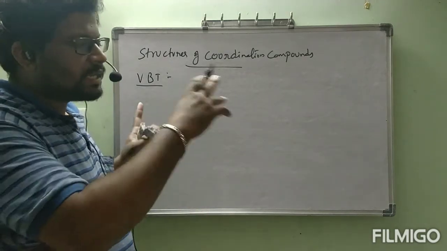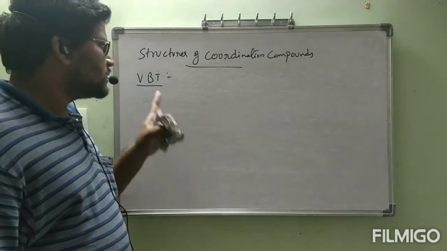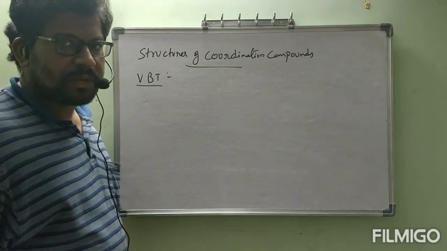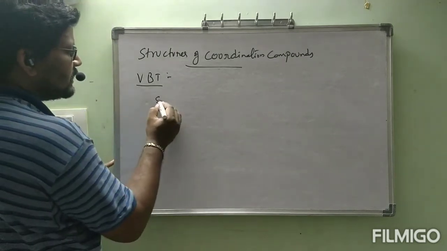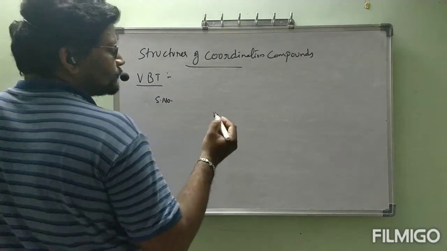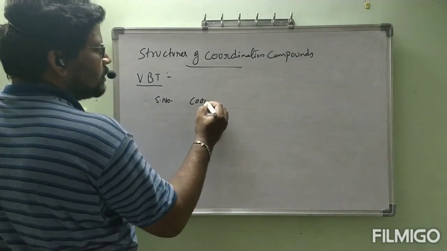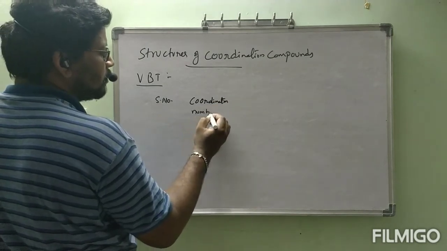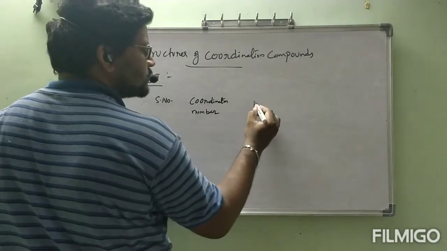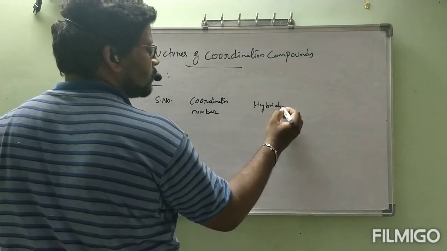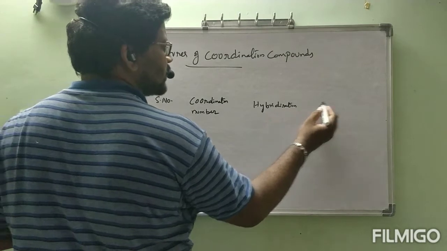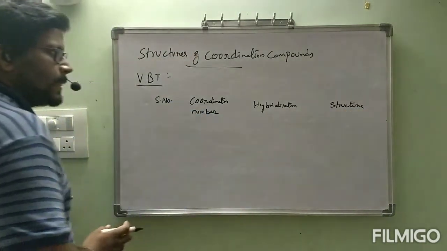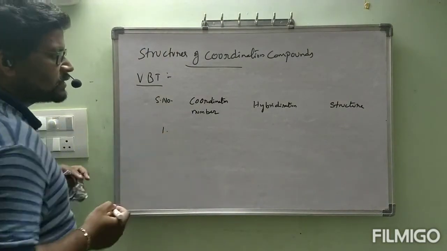is the structure? I will write it like a table column, the table column given by valence bond theory. After that we will see some examples and we will see the structures. Let us start with the first serial number. Coordination number, next hybridization, next structure. Start with the first one, serial number one.